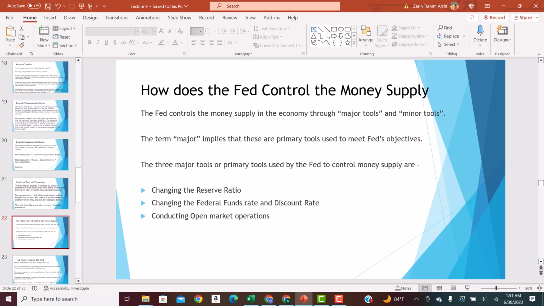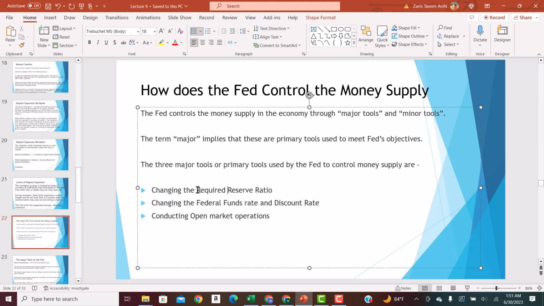And this whole process of controlling the money supply by the Fed using major tools and minor tools is known as monetary policy. So the three major tools that are used by the Fed to control money supply are changing the required reserve ratio. Remember, the Fed requires the banks to keep a reserve aside on their deposits from customers. Then also changing the federal funds rate or the discount rate. We're going to discuss what that means. And then they conduct open market operations. We're also going to discuss how they control the money supply using these methods.